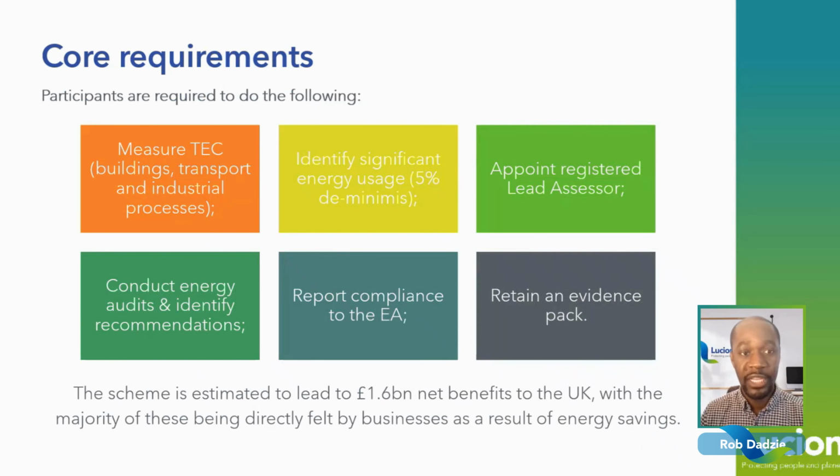Participants have traditionally been required to do 6 things under ESOS regulations. Firstly, measure your total energy consumption for buildings, transport, and key processes. So if you're a manufacturer, there's going to be process energy associated, and that needs to be determined. Participants are also required to identify significant energy consumption for at least 95% of their total energy consumption with a 5% de minimis allowance. You need to appoint a lead energy assessor. I'm a registered lead energy assessor with Lucion Group, which means I can sign off on final reports.